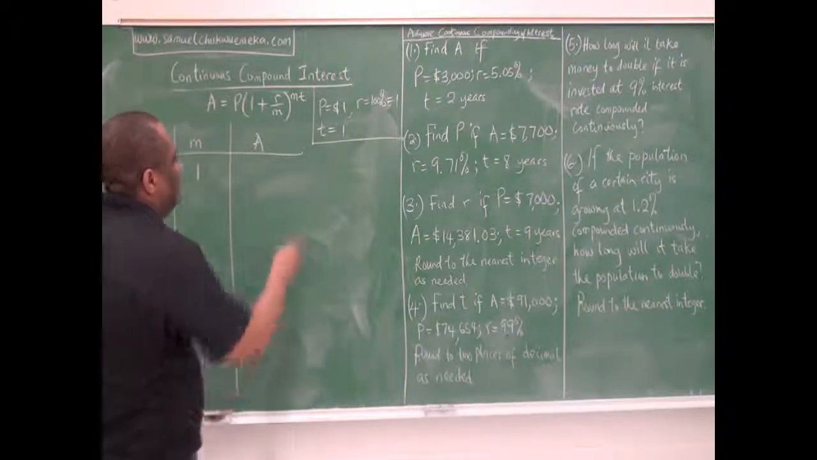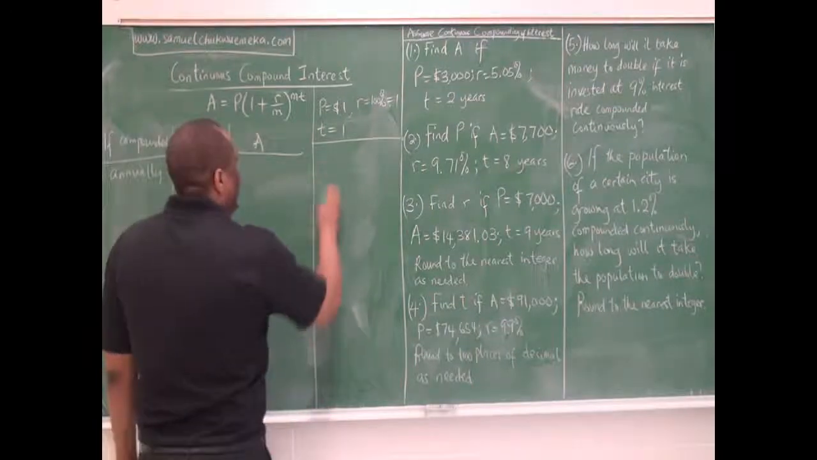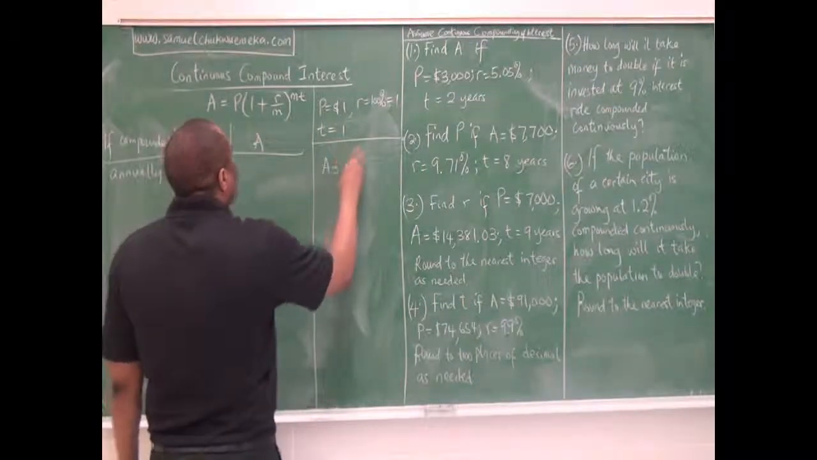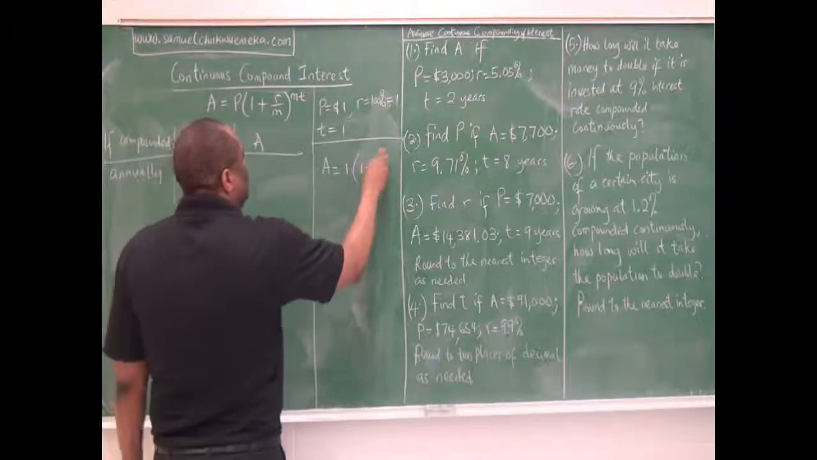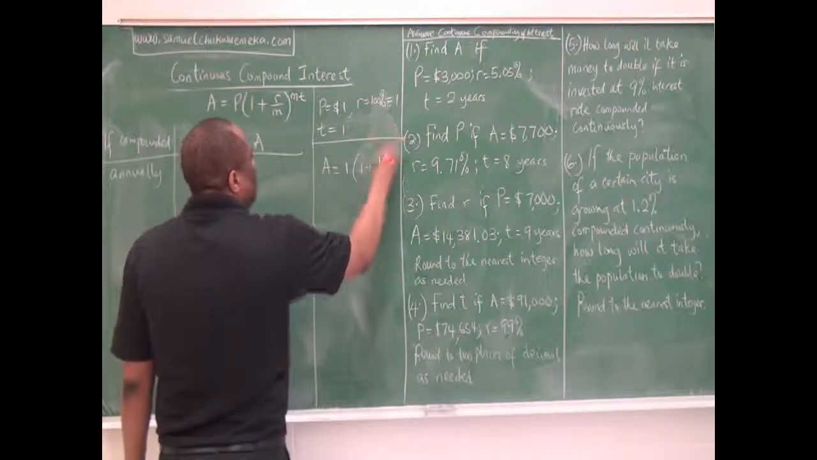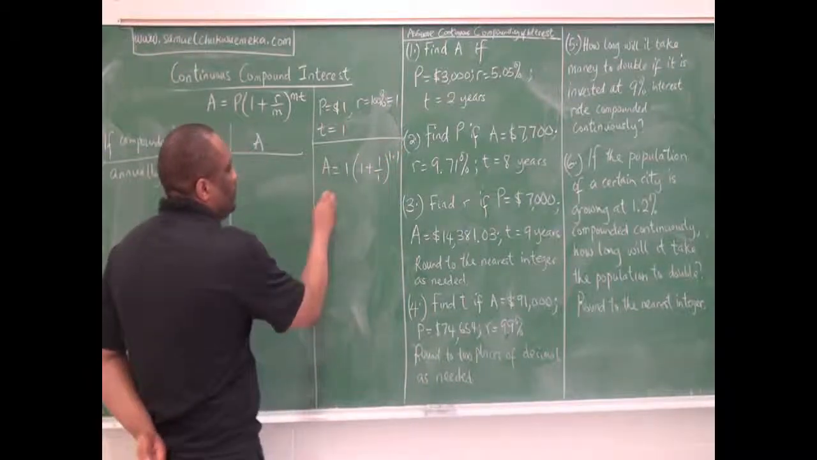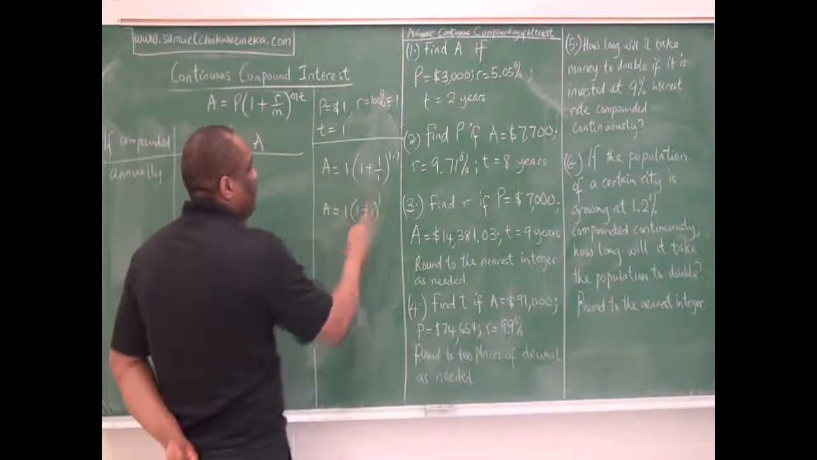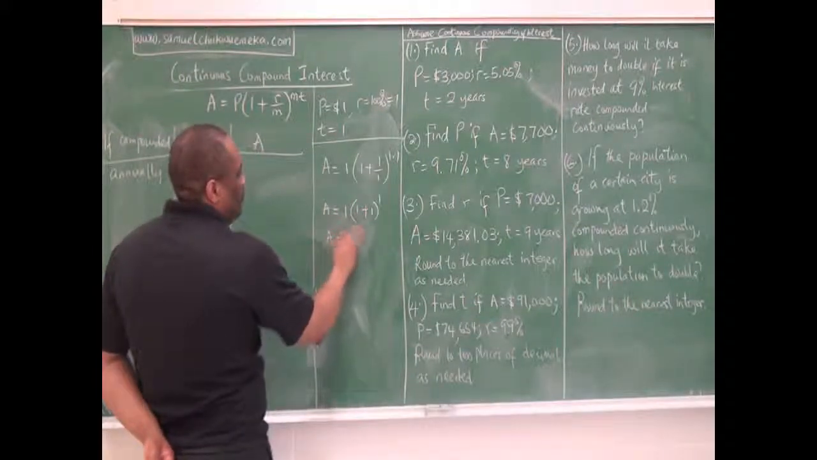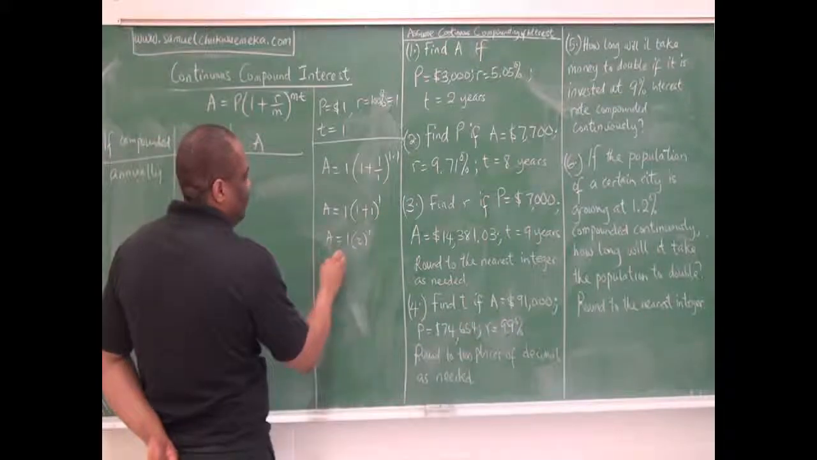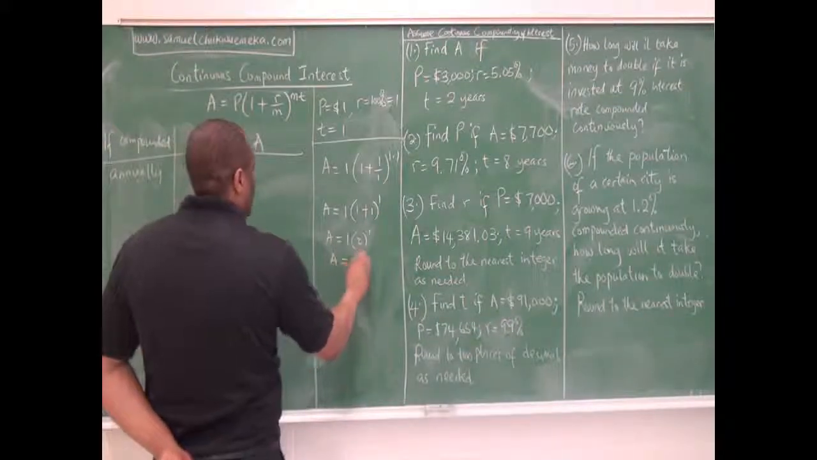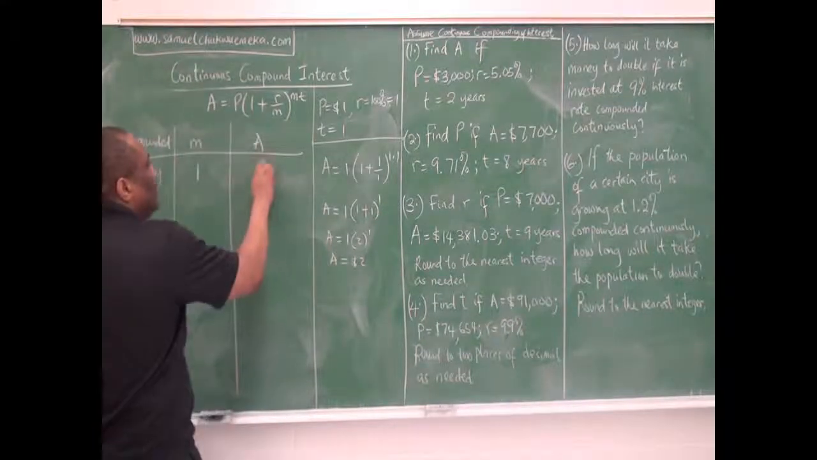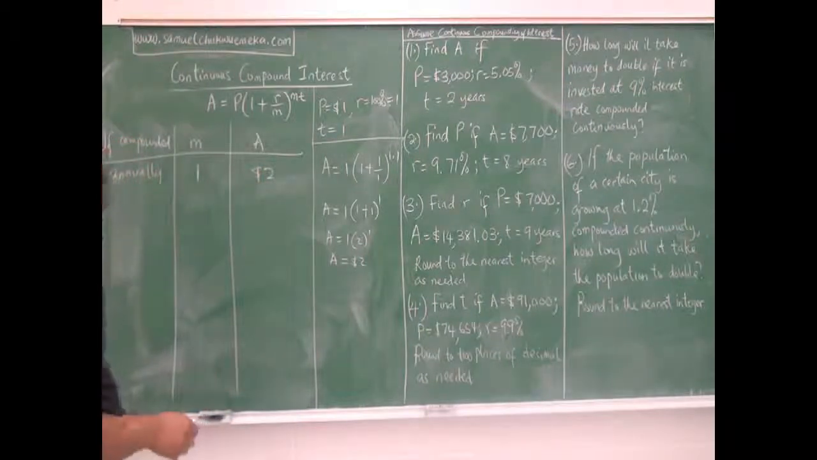Then A will be what now? Let's solve for A. A will be 1 times (1 plus 1 over 1) raised to the power 1, right? A will be 1 times 2 raised to the power 1. So A will be $2. Now we've compounded annually.